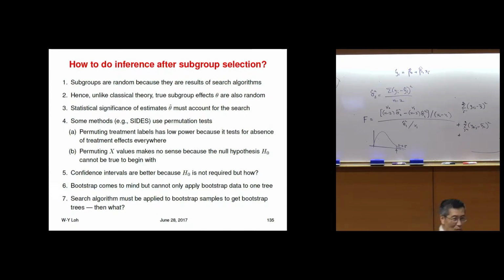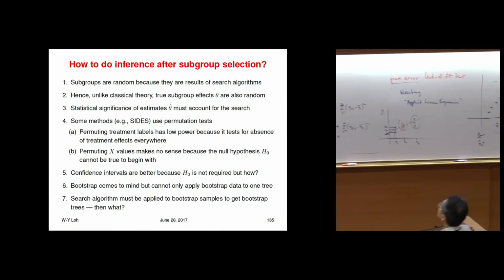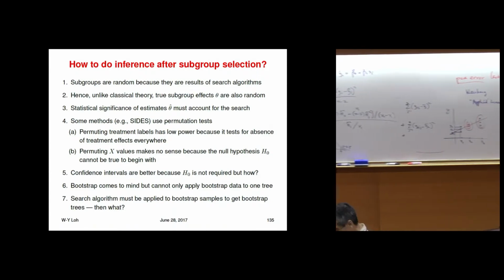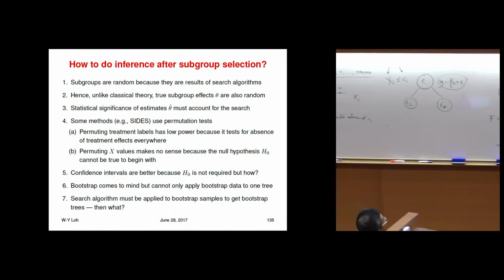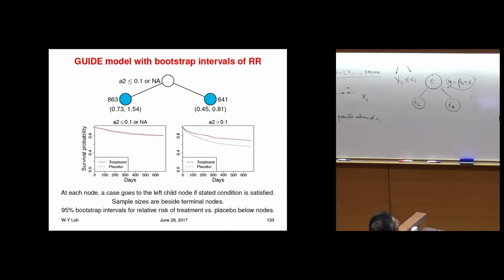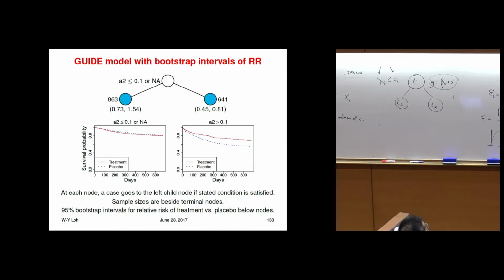Okay, so this is a fundamental question. How do you do inference after subgroup selection? First of all, the subgroups are random. So you look at this one. We have a subgroup here. It says A1, A2 bigger than 0.1 is here. If you repeat this trial, you may not get A1 bigger than 0.1. You may get A1 bigger than 0.2, or A1 bigger than 0.05. Or A2, I should say A2. Or you may get A1 instead of A2.